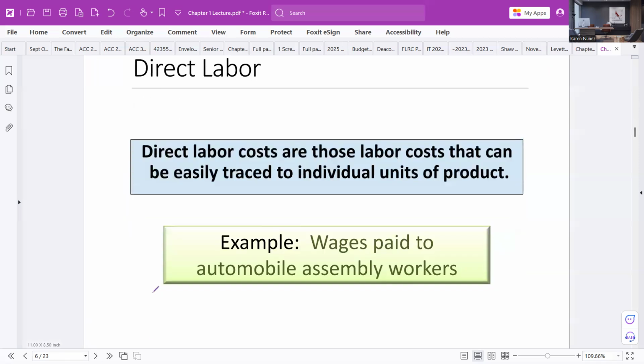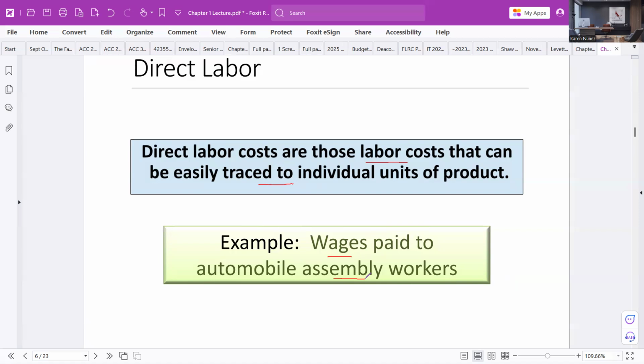And then there's direct labor. Direct labor are those labor costs that can be easily traced to individual units of product. And we typically think of direct labor as being the touch labor. That's the labor that is involved in physically touching the product during the manufacturing process. So an example would be the wages paid to the assembly workers. So again, direct labor is key. It's integral and it's traceable to that cost object. And it's that touch labor.